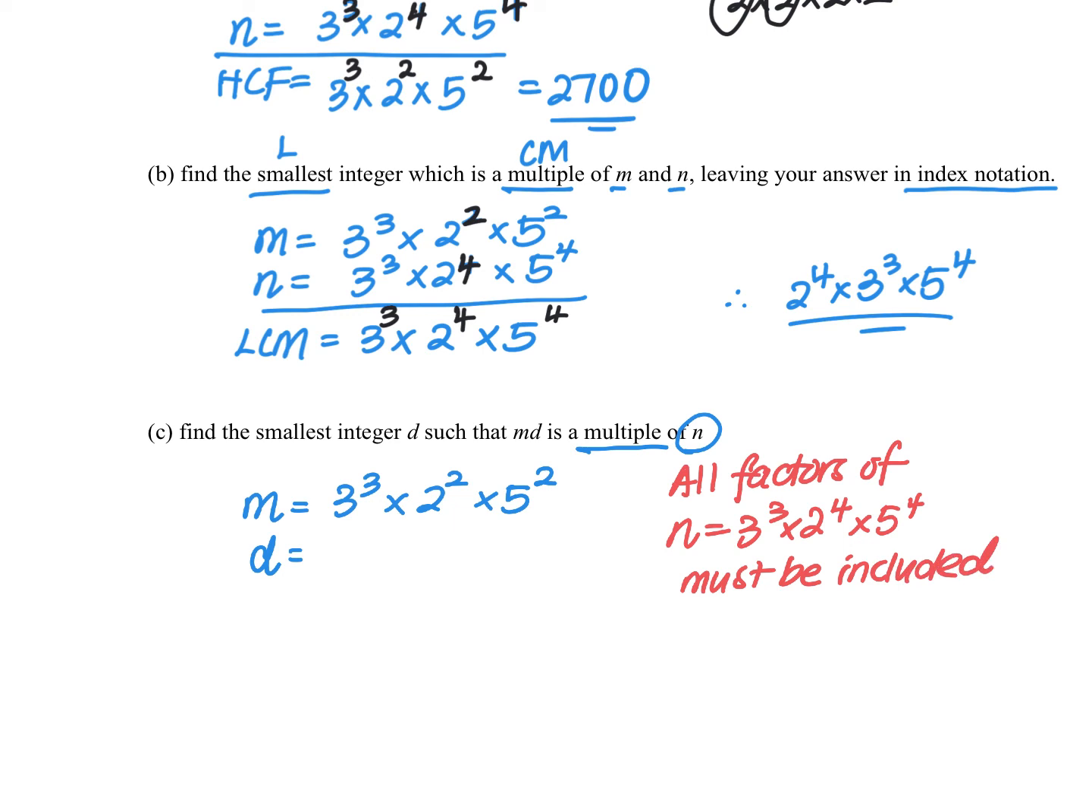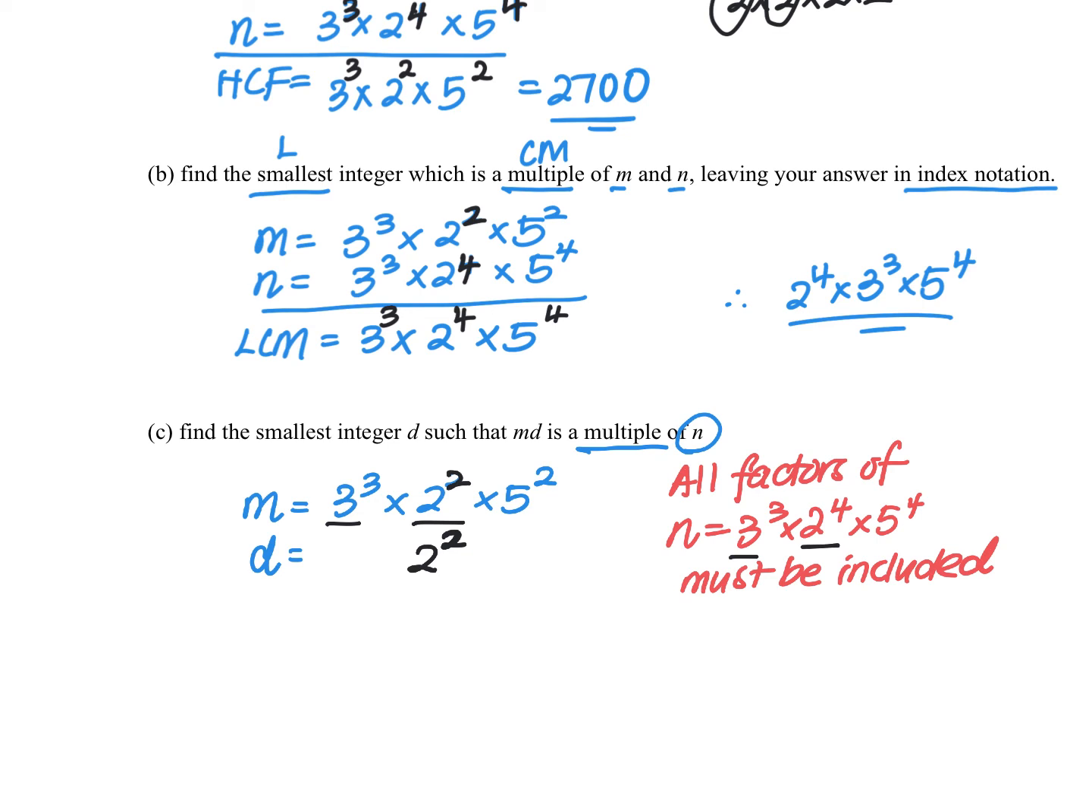Let's check one by one. 3 cube. 3 cube. Is it included? Yes, it's included. So 3 cube, that one also has 3 cube. So all is included. Now this is 2 to the power of 4. But here only have 2 to the power of 2. How many factors are missing? I need 2 more factors too, right? So I'll have another 2 square. So that I'll get 2 to the power of 4. Here have 2 square, then add another 2 square to give you 2 to the power of 4.